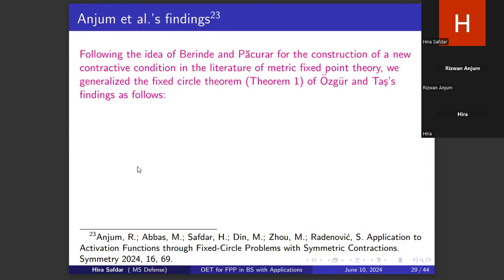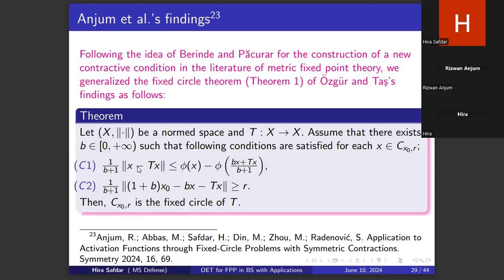From here, our main results start. Following the idea of Bridge and Parker for the construction of new contractive conditions in the literature of metric fixed point theory, we generalize the fixed circle theorem of Özgür and Taş as follows. In a normed space, a mapping T from X to X, assume that there exists B such that conditions C1 and C2 are satisfied. Then C(x0, r) is said to be a fixed circle of T.